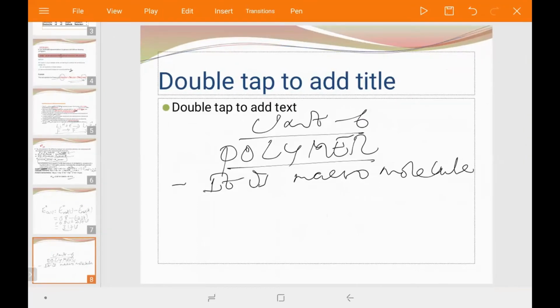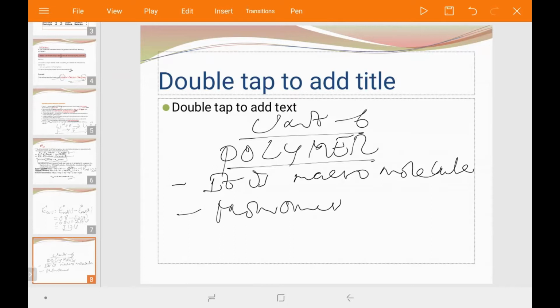Polymer. So a single unit is known as monomer. Here, polymer. Poly means many. Mono means unit. So a single unit of polymer is a monomer, and a collection of monomers is known as polymer.